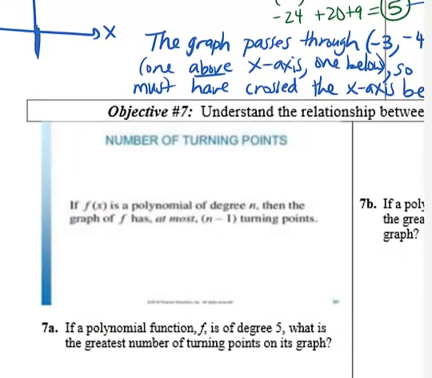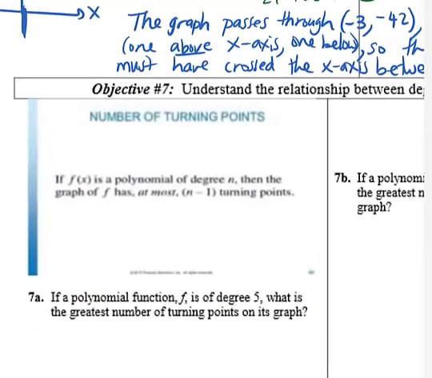So that was kind of a tough one to wrap our minds around. This next one's not that difficult, so that's good. It's one of our last objectives, huh? Okay, good.